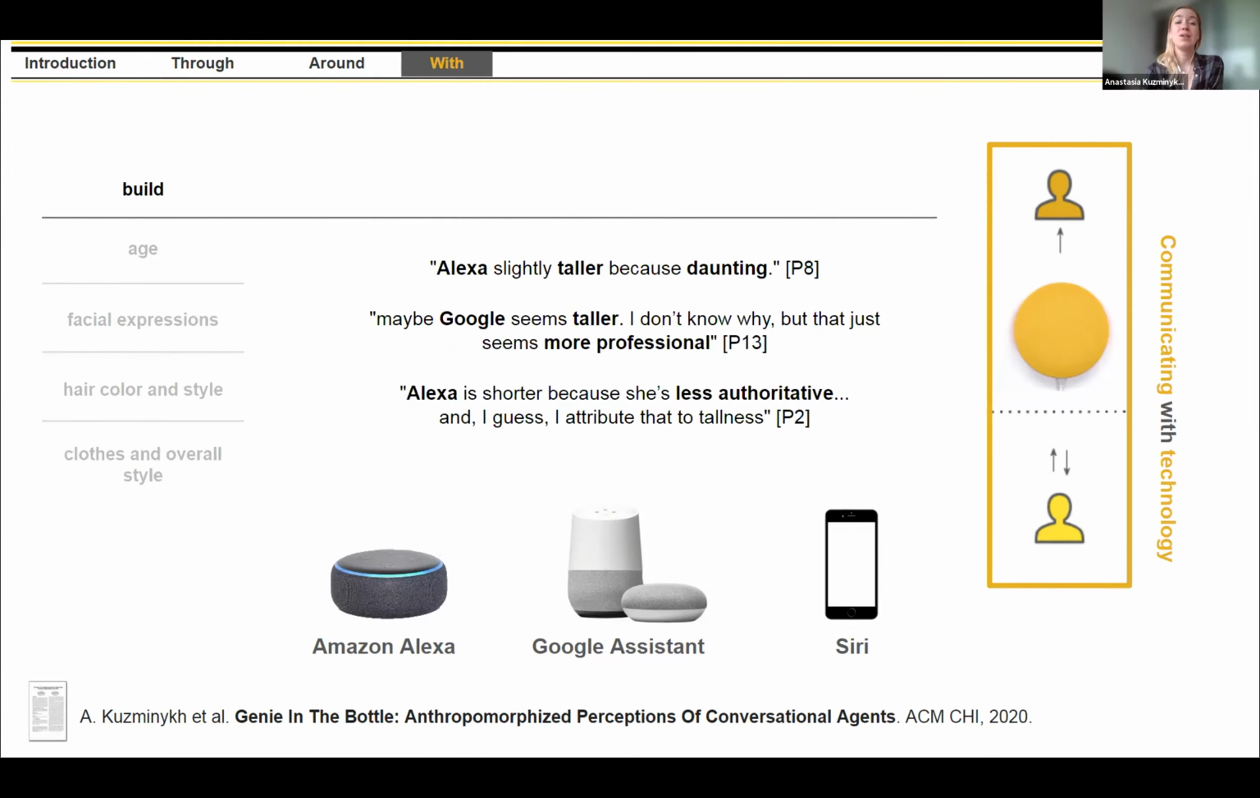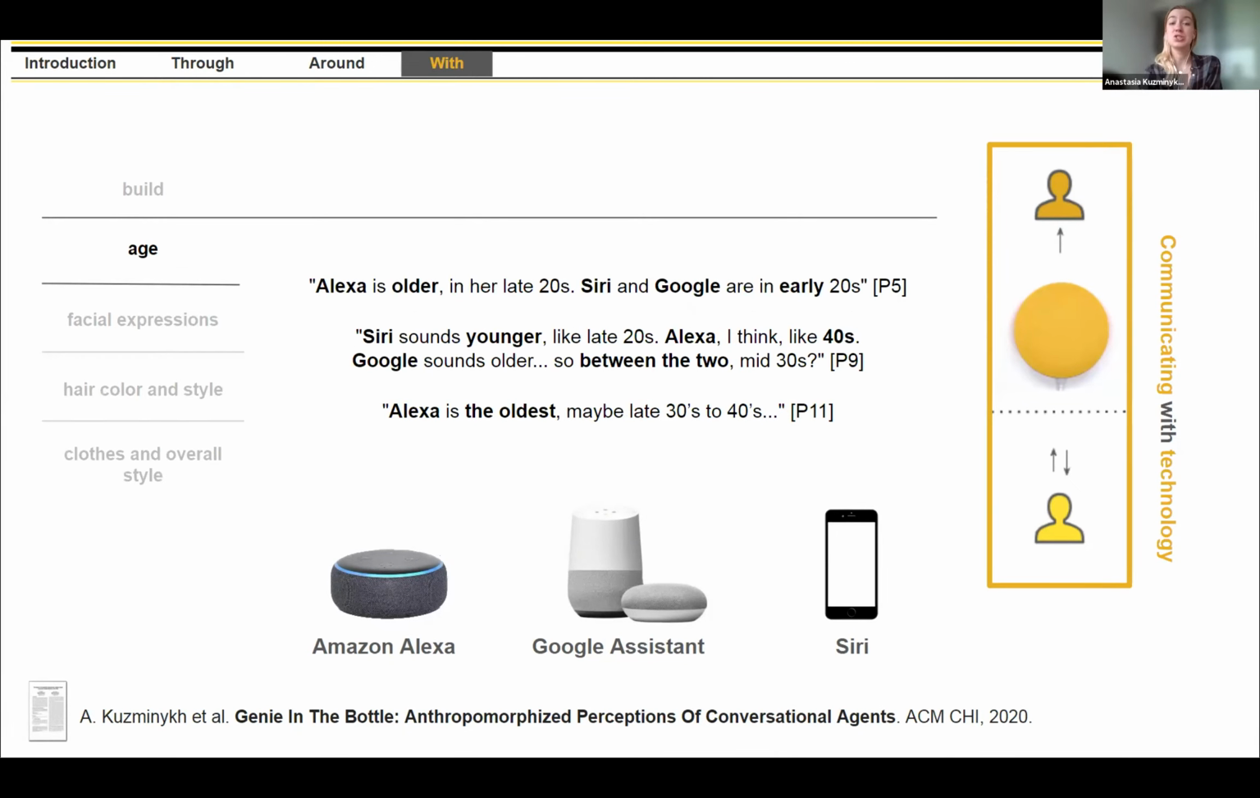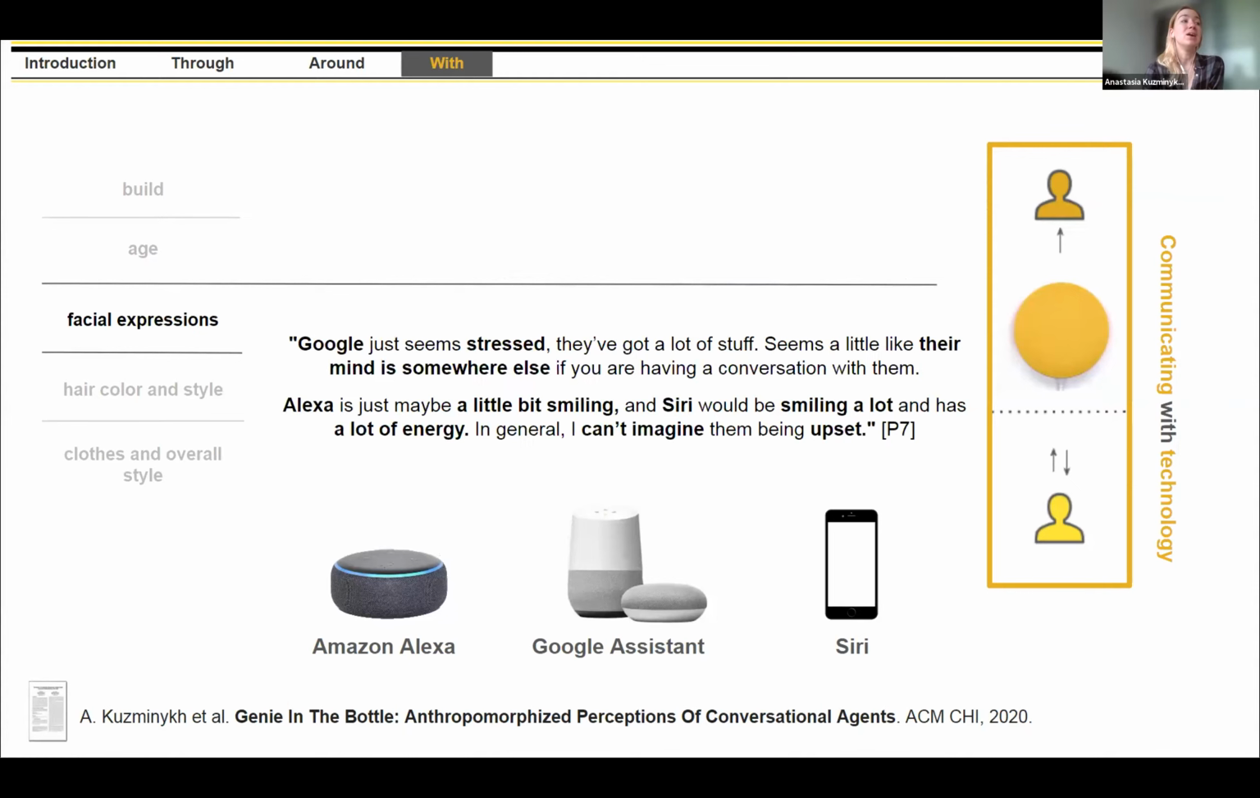And for example, people were talking about the build, like the physical build, mainly about the height of an agent. People were talking about the age. So let's say Alexa is generally perceived to be older and Siri is perceived to be younger. They have different facial expressions, like let's say Google seems stressed and they've got a lot of stuff, and Alexa is just maybe a little bit smiling and Siri would be smiling a lot.